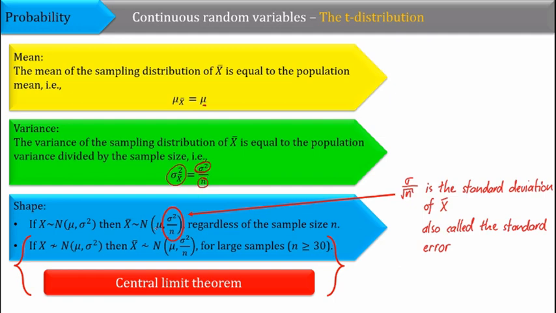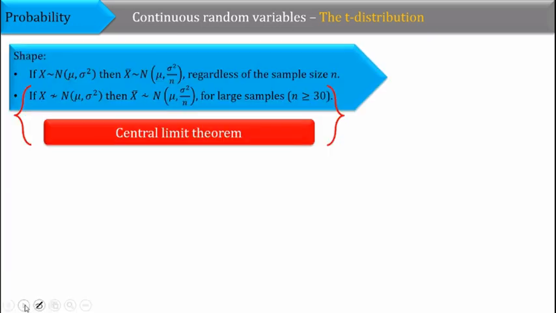Right, and then when it comes to the shape, we have the Central Limit Theorem, which says that if we have a normal population, then the distribution of the averages, or the sampling distribution of x bar, will also be normal regardless of the sample size. However, if we have a population that's not normal, then the distribution of the sample averages will be approximately normal when we have samples that we consider large, which is at least 30 observations. Right, now let's have a look in a little bit more detail at this.